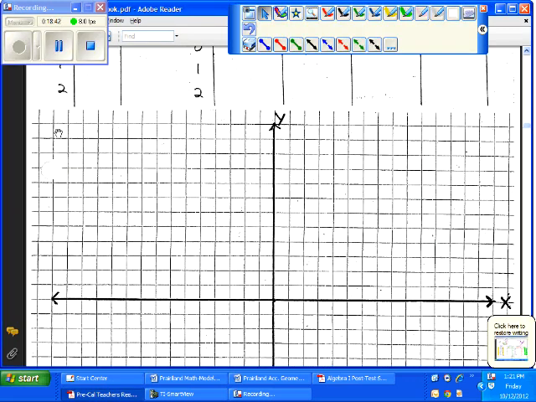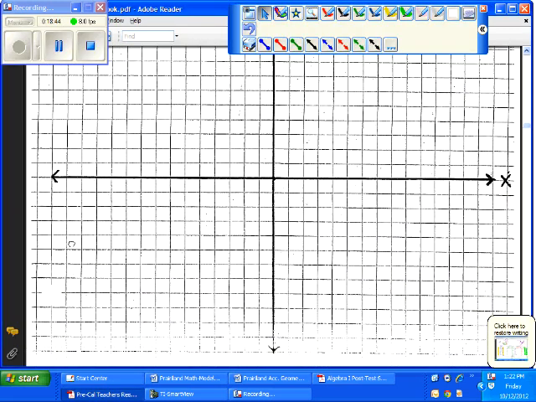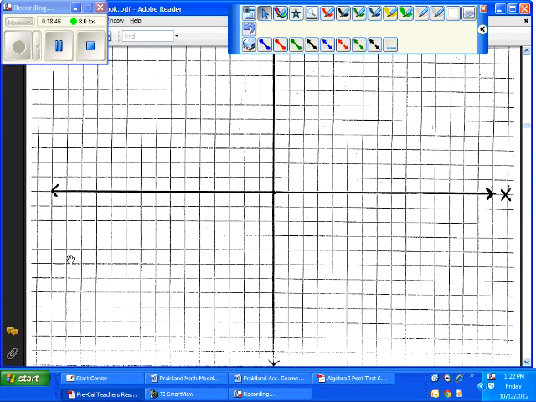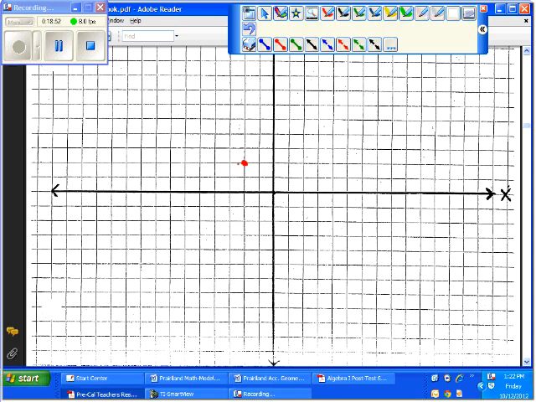So let's look at the original point. So my first original point was negative 2, 2. It was transformed into negative 1, negative 4.